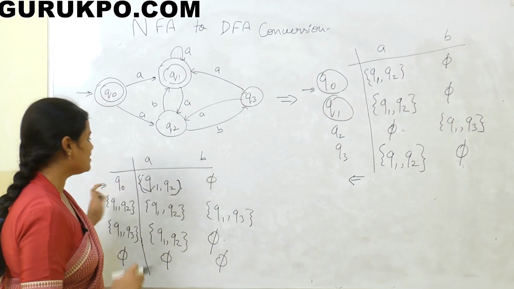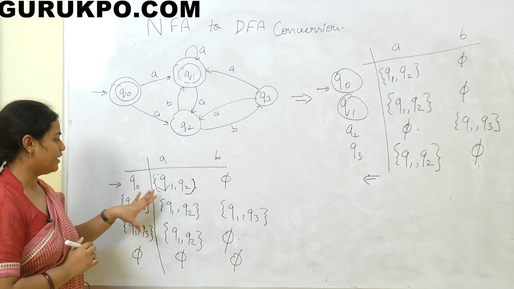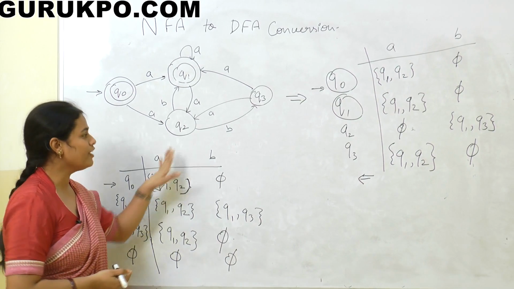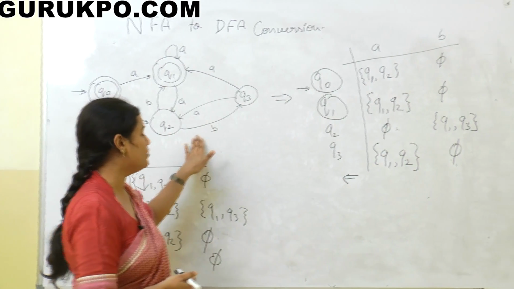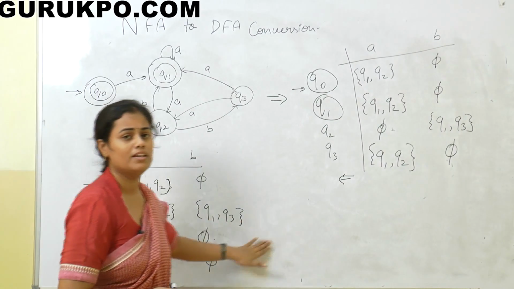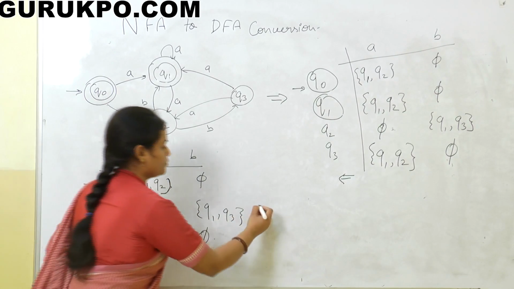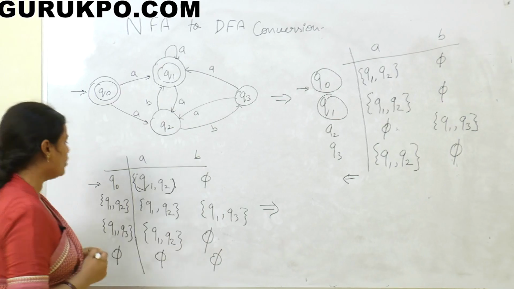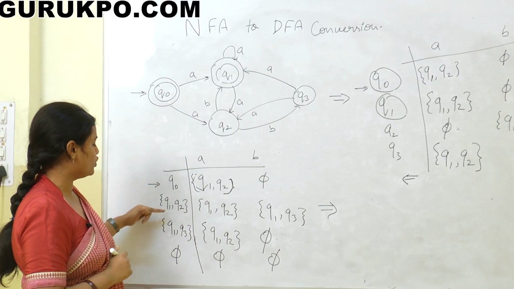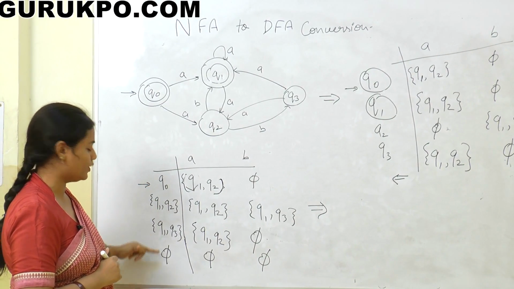Now from this table we have to make a diagram. As we have made a table from the diagram, now we have to make a diagram from this table. Now how will our diagram look? It will consist of 4 states: Q0, Q1 comma Q2, Q1 comma Q3 and null.